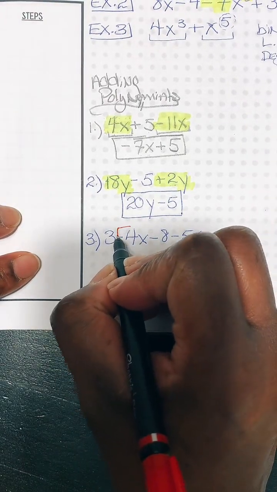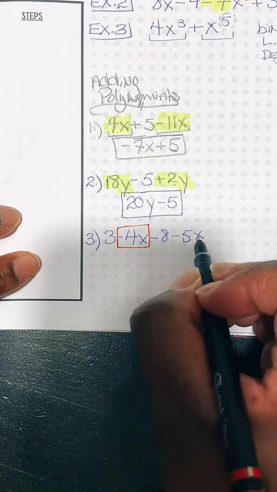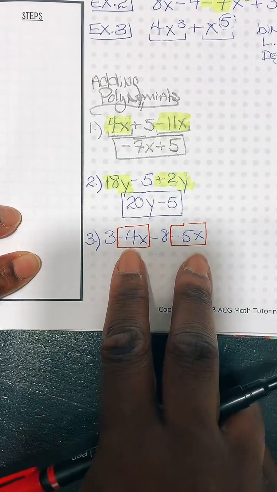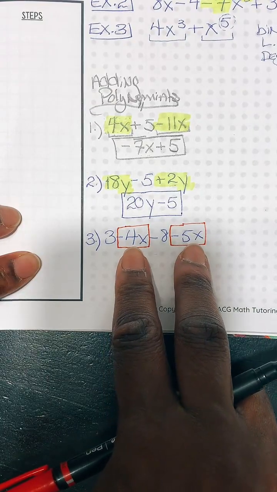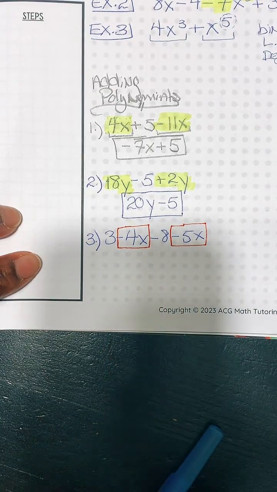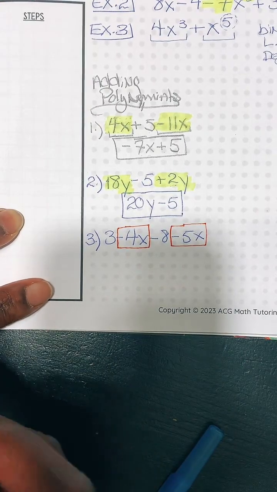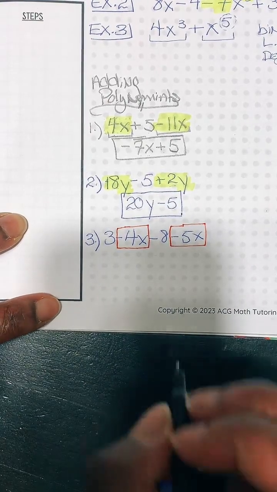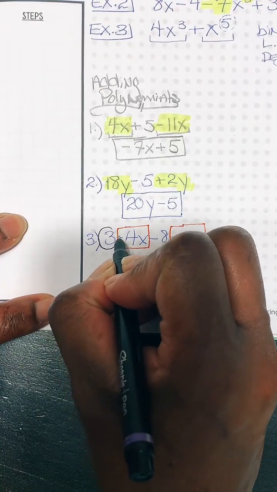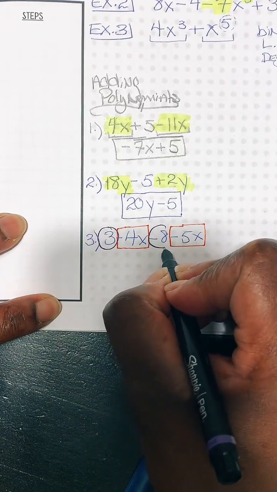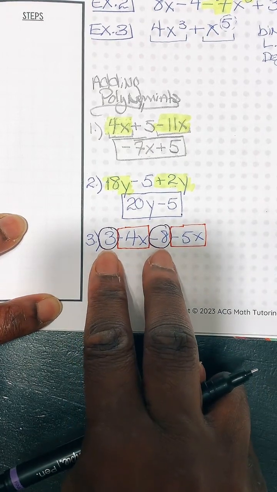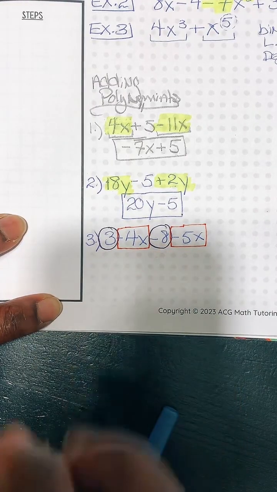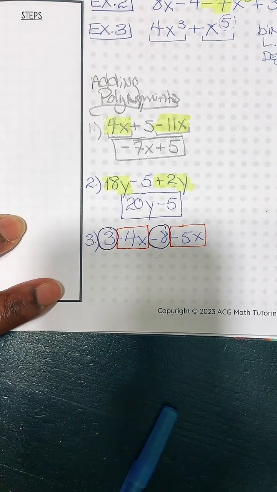So we have a negative 4x, and that matches with a negative 5x. The reason why these two match is because they both have an x. They're basically a pair. So now, what's different this time, I have a positive 3 and a negative 8. They both don't have a variable. They don't have an x or y. And that's perfectly fine. That means I can combine those two. So that's how we kind of extended it.